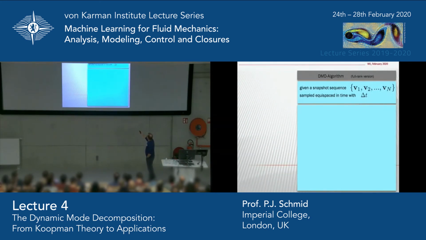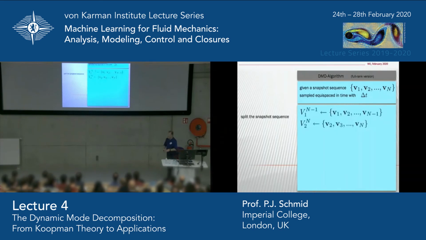So here is the whole algorithm, and that one is a first shot, and I'm going to do a second round on top of that one. Given a snapshot sequence from 1 to n, sampled equispaced in time with delta t. As I said, we can let go of that one, but for now it's convenient. I'm going to break my snapshot sequence from 1 to n into two subsets. The first one goes from 1 to n minus 1, and the second goes from 2 to n. Lots of overlap. I just duplicate it and shift it by 1.